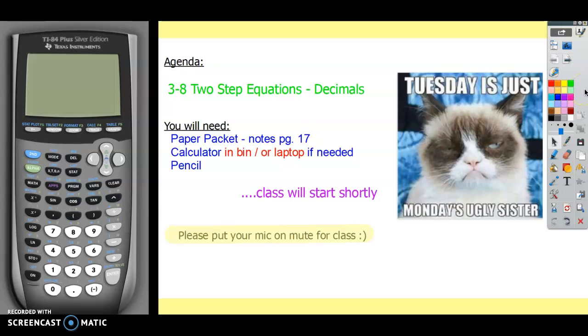All right, guys, today we're going to expand our two-step equation solving to problems that contain decimals. We're going to be in your paper packet today. We're going to start our notes and example on page 17. You're also going to need a calculator, preferably the graphing calculator, but really any calculator will do for today's computations. And then obviously you'll need a pencil. So if you need to take a minute, put yourself on pause, grab the materials, and then we'll dive right in.